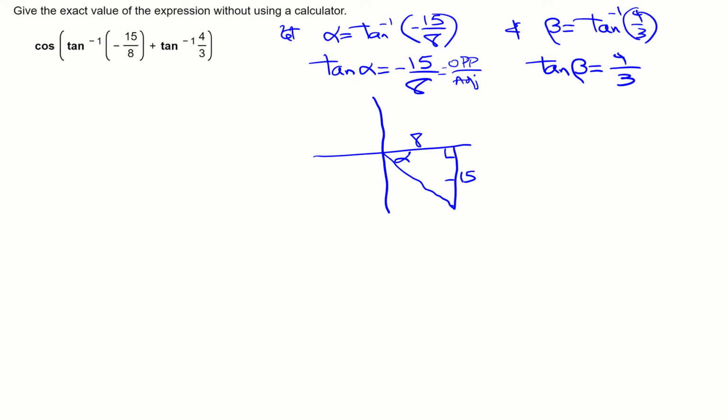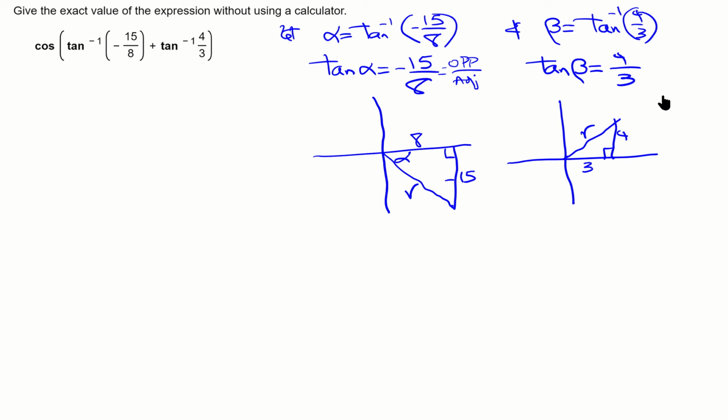And for the other one, beta, that one is a positive tangent, so it'll be in the first quadrant, and we would like the opposite over adjacent to be 4/3. So in both cases, we're going to find the relevant R value. We notice that both of them are actually special triplets, because this is the 8, 15, 17 Pythagorean triple, and this is the 3, 4, 5.